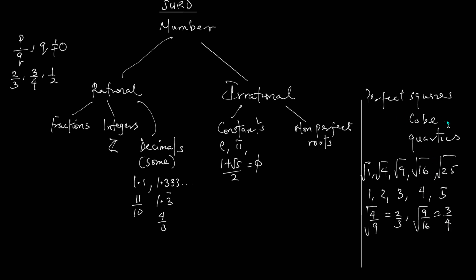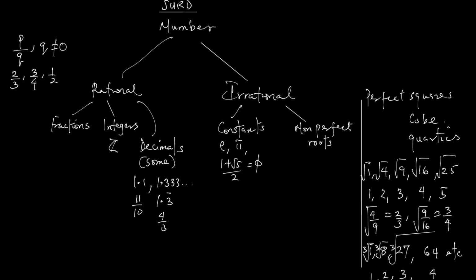Same thing goes with cubes. Perfect cubes include 1, 8, 27, 64, etc. So when you take the cube root of each of these, for the cube root of 1, you have 1, 2 for 8, and 3 for 27, as well as 4 for 64.